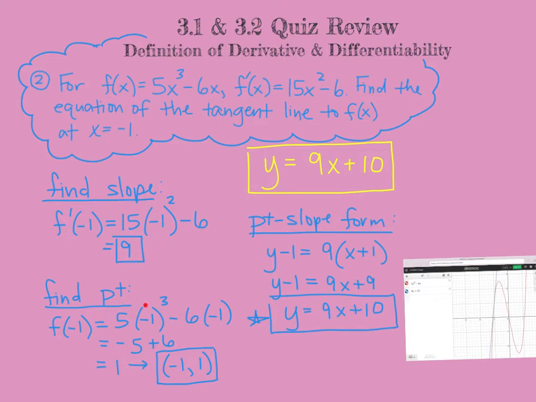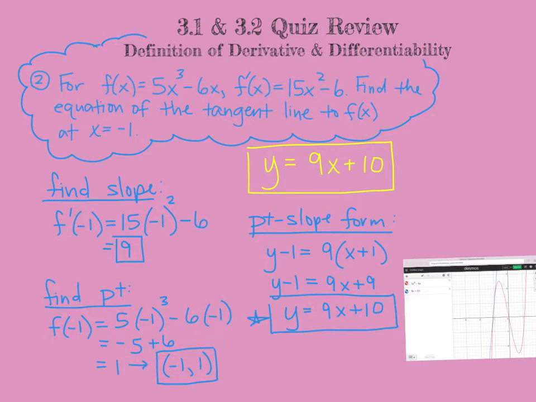Then to find the point, we already have half of the coordinate point. We have the x value, and so to find the y value, we need to plug into f of x, our original function, to find its y value. And again, being careful with cubing a negative gives us a -1 here. So it's -5 plus a 6 gives us the y coordinate. Therefore, our coordinate point is -1, 1.